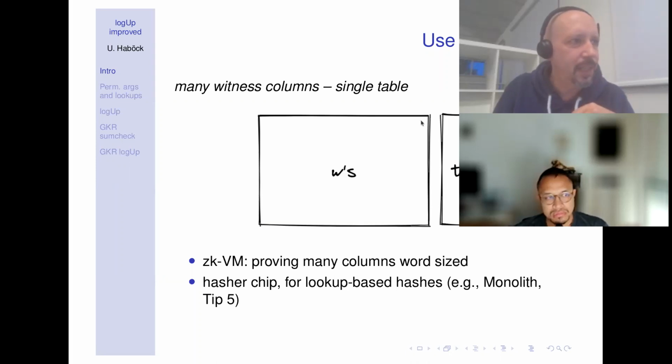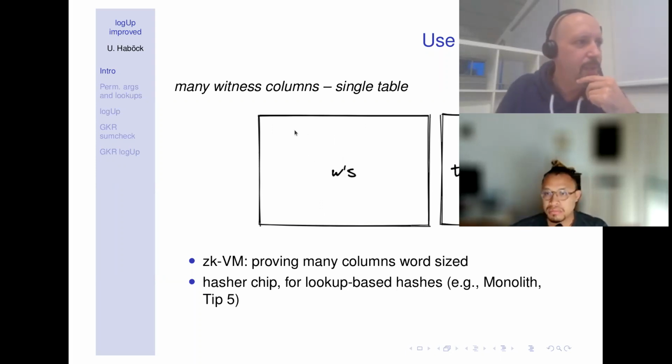But what we face in many applications is we have a lot of witness columns. Is my mouse cursor displayed? Yes, it is. We can follow it. Yeah, so you can use it as a pointer.